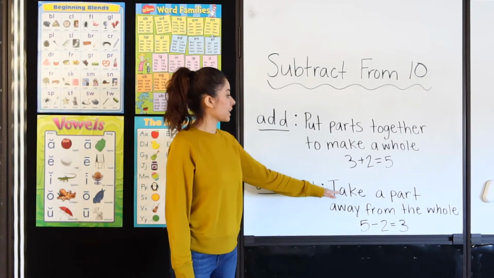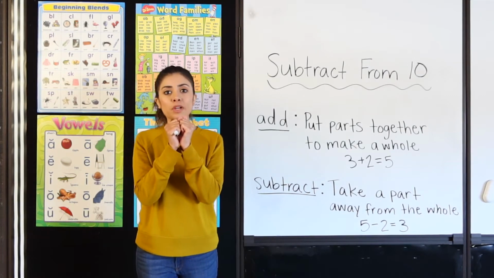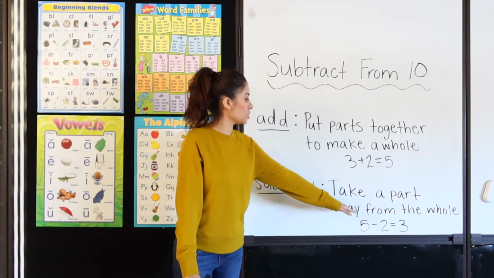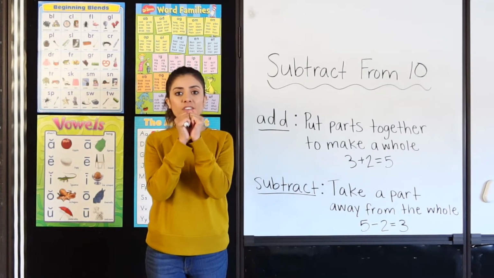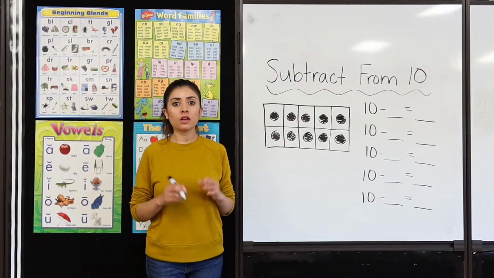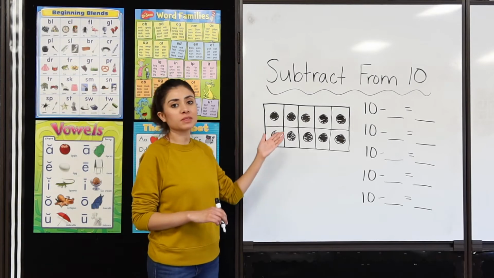Subtract means to take a part away from the whole. So I have a whole and I separate it into part. For example, 5 minus 2 equals 3. I have 5 and I separate it into 2 and 3. Very good. Okay, so let's go ahead and start finding the different ways to subtract from 10.